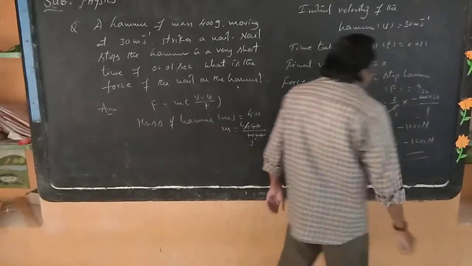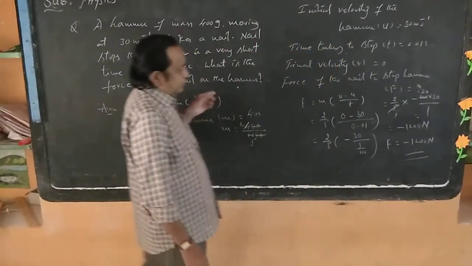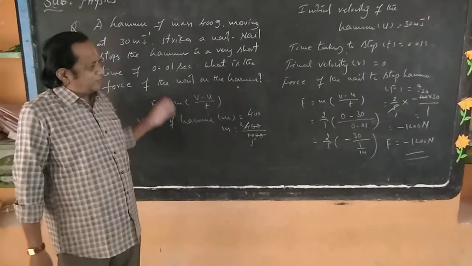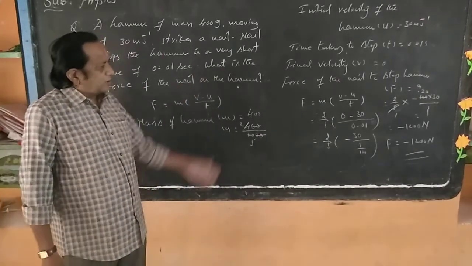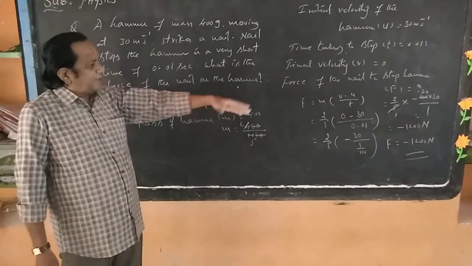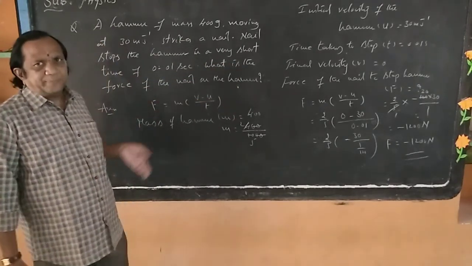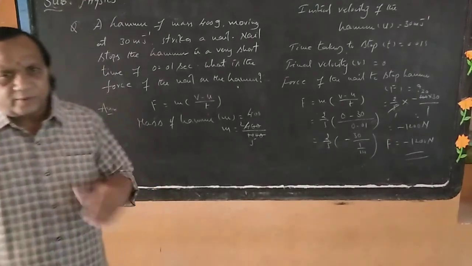The minus sign indicates that the force acts in the opposite direction. That's why we consider the minus sign. Okay. So the nail stops the hammer with a force of 1200 newtons. That's all. Now the next problem, let us continue with the next one.